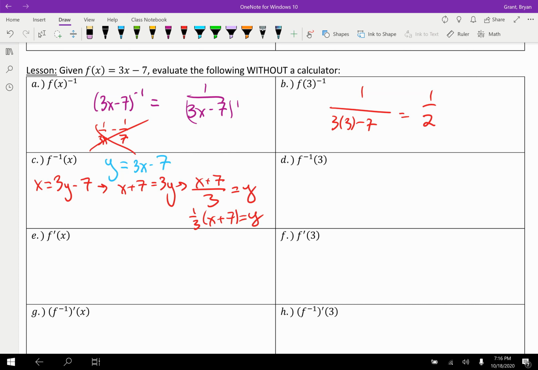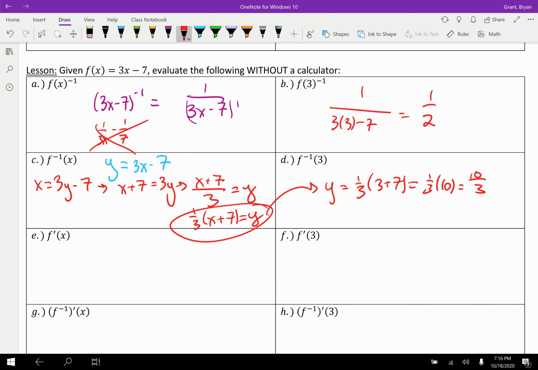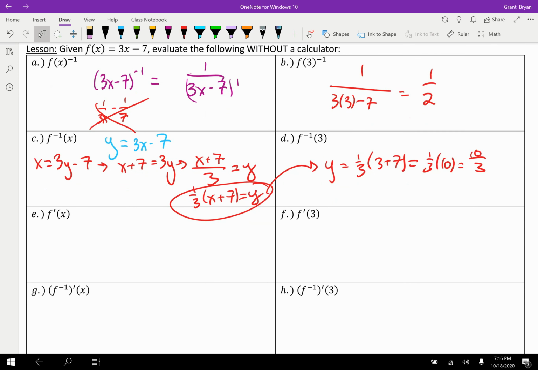Now, if we wanted the inverse of 3, I can think of a couple ways to do this. However, probably the easiest way is to just take my formula and substitute in 3. So 1/3 times (3 + 7), that's 1/3 of 10, which is, of course, 10/3. All right, f prime of x. Finally, some calculus, some easy stuff.